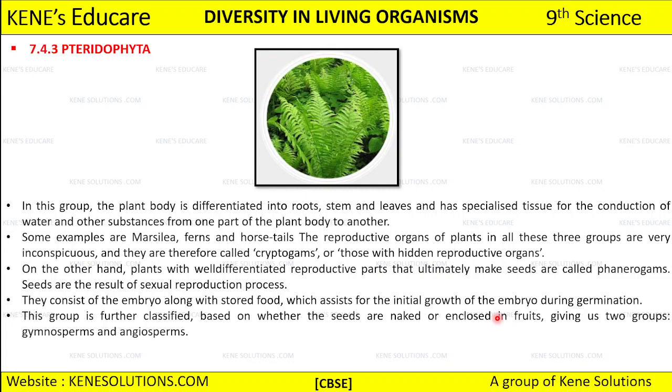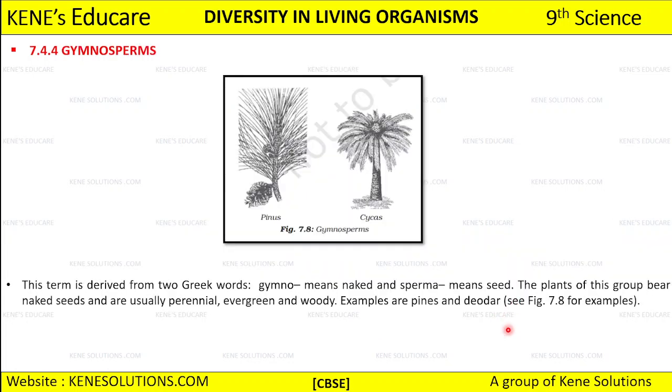Now, whether the seeds are naked or the seeds are enclosed in fruit, on the basis of this we can classify this group into two groups. We have gymnosperms and angiosperms to discuss. Gymnosperms examples are Cycas and Pinus. These are the two examples of gymnosperms that we have.